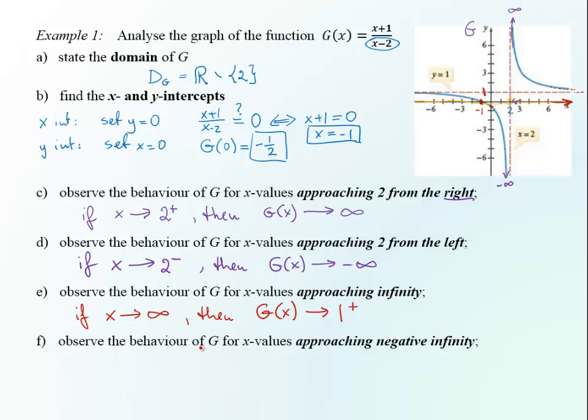And finally, observe the behavior of g for x values approaching negative infinity. So this time we're looking at what's going on when x's are running towards negative infinity. What's going on with the values of the function? Well, those values look like they are closer and closer to 1, but by numbers a tiny bit smaller than 1. So let's record this. If x approaches negative infinity, then g of x approaches 1 from the negative side. So that's really an introduction to limits that will be quite useful for those who go into a calculus course.